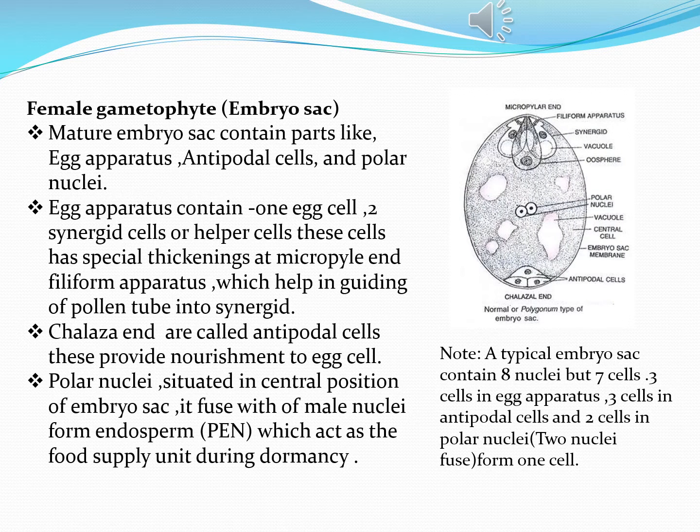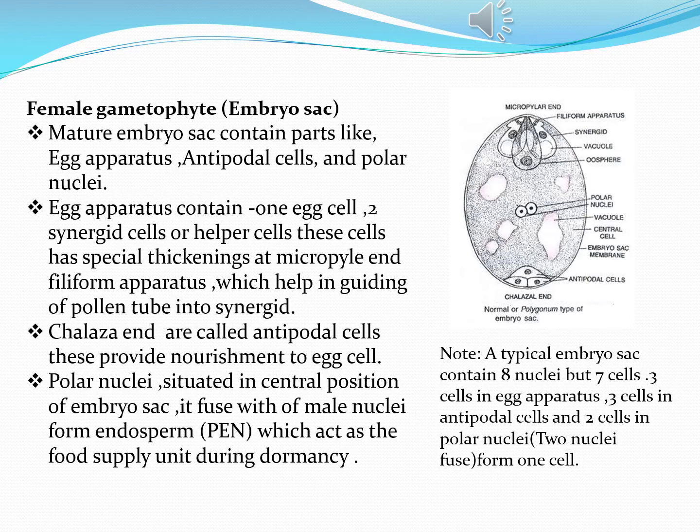So below the diagrams we have mentioned the note, right? A typical embryo sac contains 8 nuclei but 7 cells. So 3 cells in the egg apparatus, 3 cells in the antipodal cells, and 2 cells in the polar nuclei. Okay, so we'll discuss this.